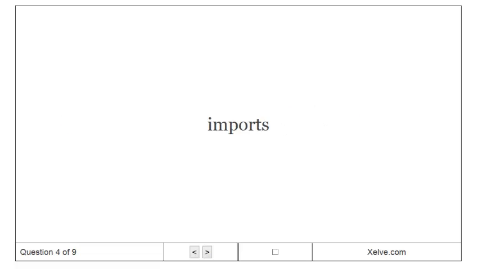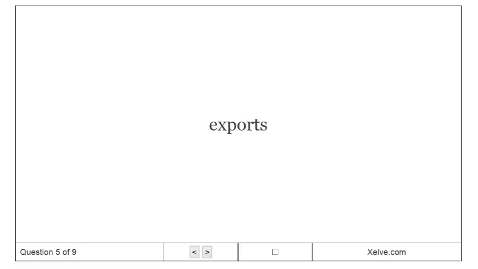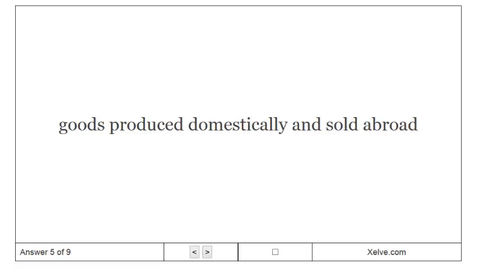Imports. Goods produced abroad and sold domestically. Exports. Goods produced domestically and sold abroad.